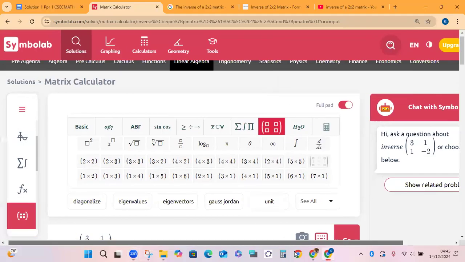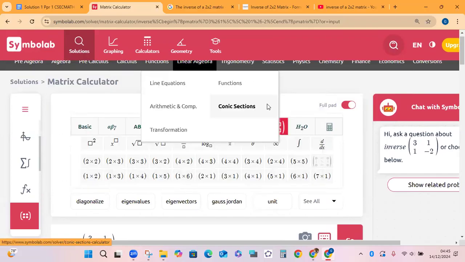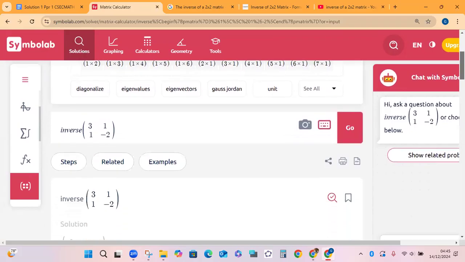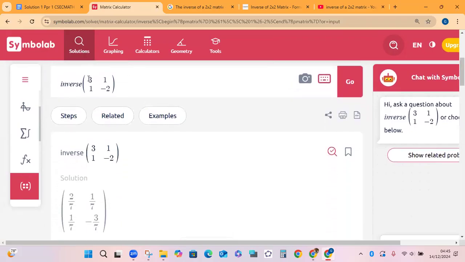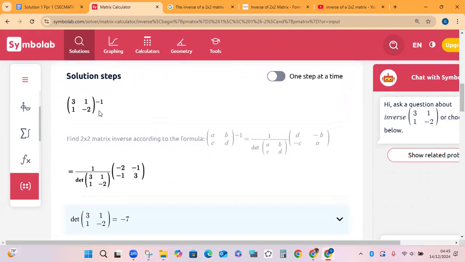Now, I'm using an online calculator called Symbolab. It's free. You can just type Symbolab, and it's very, very good. And I'm going to find the inverse of my 2 by 2, and here it gave me the solution. 2 over 7, 1 over 7, 1 over 7, negative 3 over 7. And it explains to you step by step. There's this notation for the inverse, a negative 1 on the top right corner. The inverse of this matrix is 1 over the determinant. The determinant is negative 7 times the adjoint.